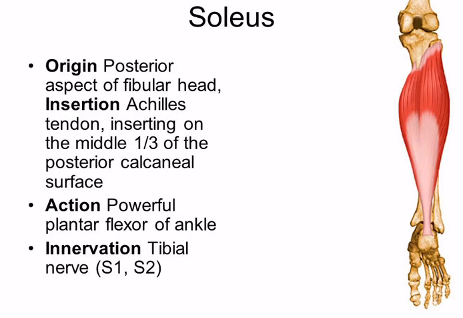Soleus. Origin: posterior aspect of fibular head. Insertion: Achilles tendon, inserting on the middle 1/3 of the posterior calcaneal surface. Action: powerful plantar flexor of ankle. Innervation: tibial nerve, S1, S2.